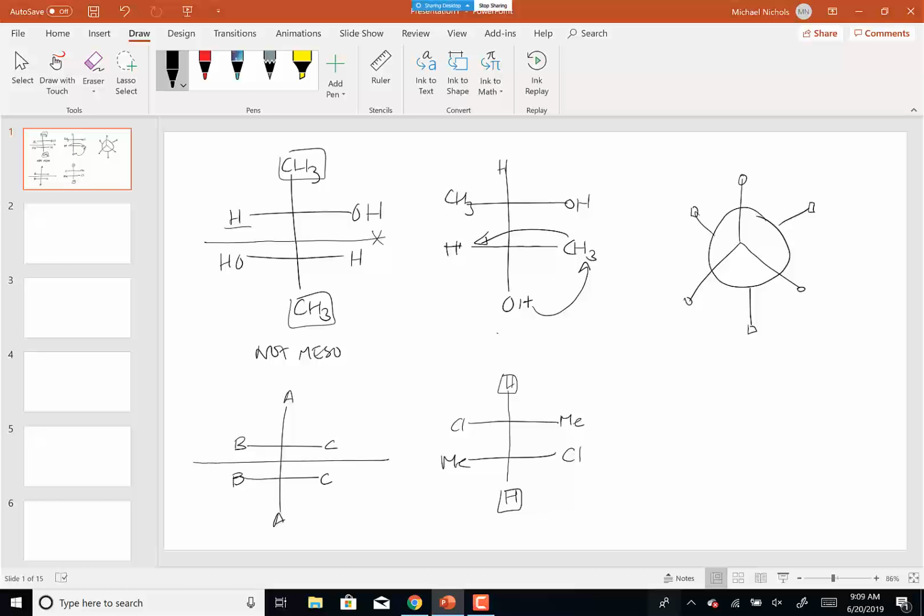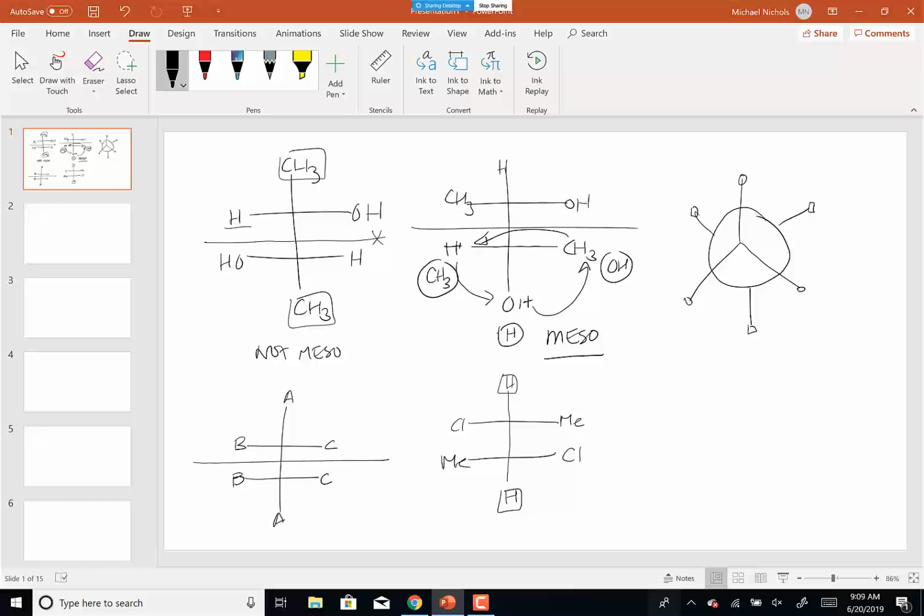Let's bring this methyl group over here. Let's bring that H there. So that now the H is here, the OH is here, and the CH3 group is over here, and now they line up to give you the mirror plane. So that's what's making the right-hand molecule meso.